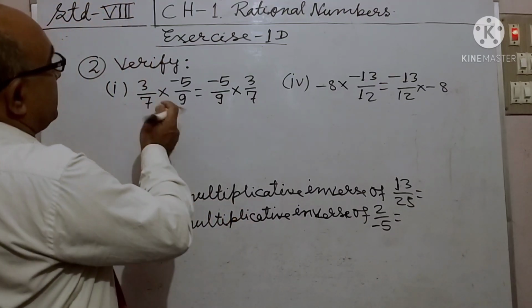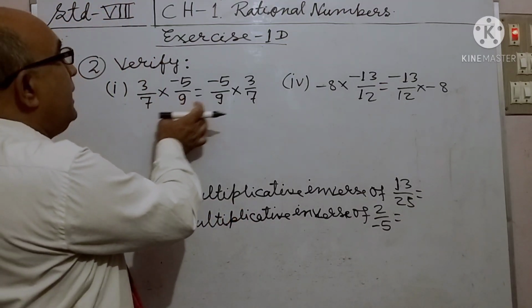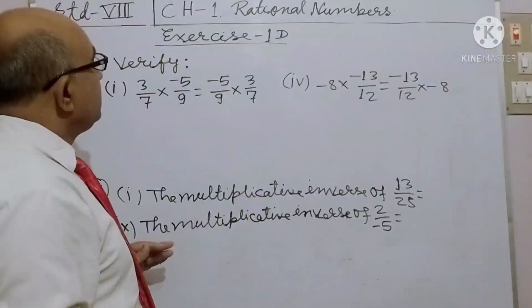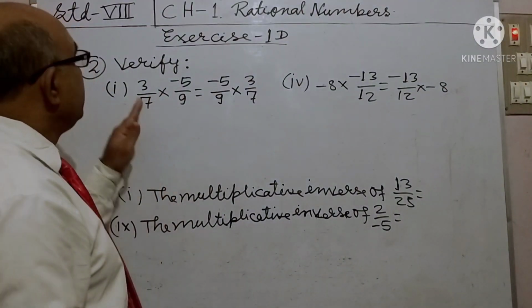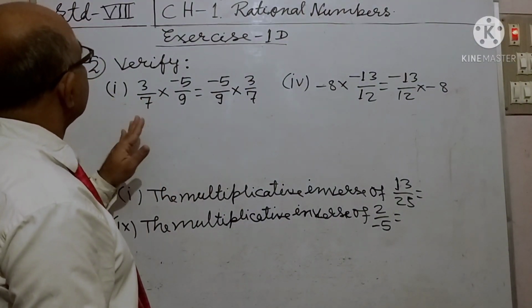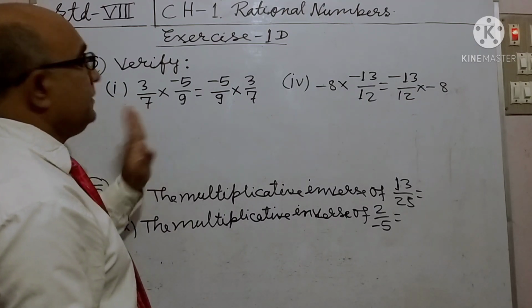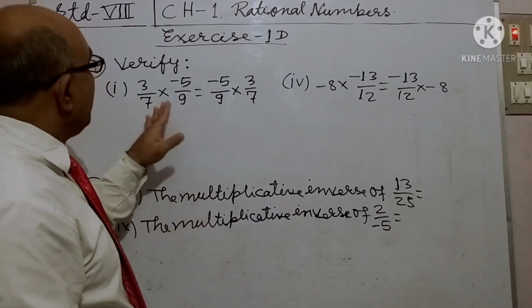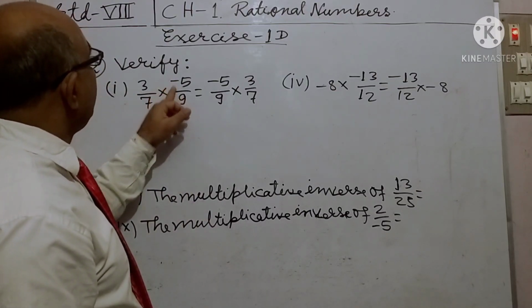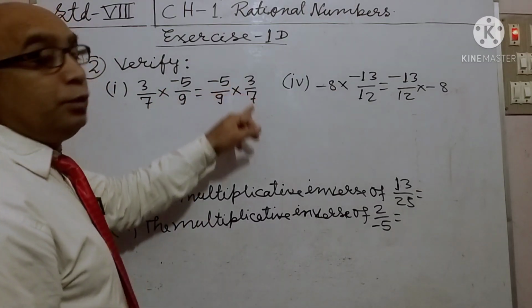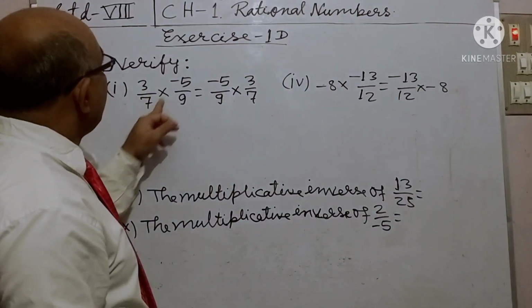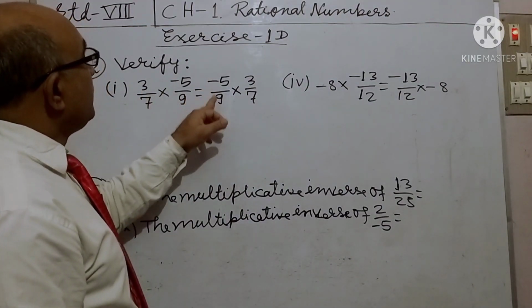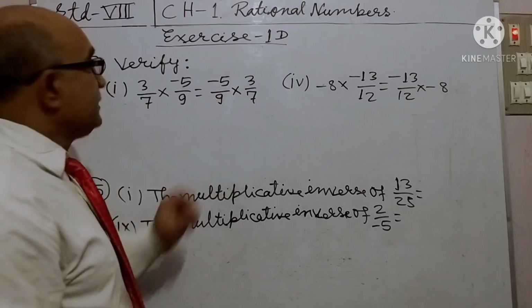In verification, solve the left hand side and right hand side. If both sides are equal, then the given questions are verified. It also follows the commutative law: a by b into c by d equal to c by d into a by b. 3 by 7 into minus 5 by 9 equal to minus 5 by 9 into 3 by 7.